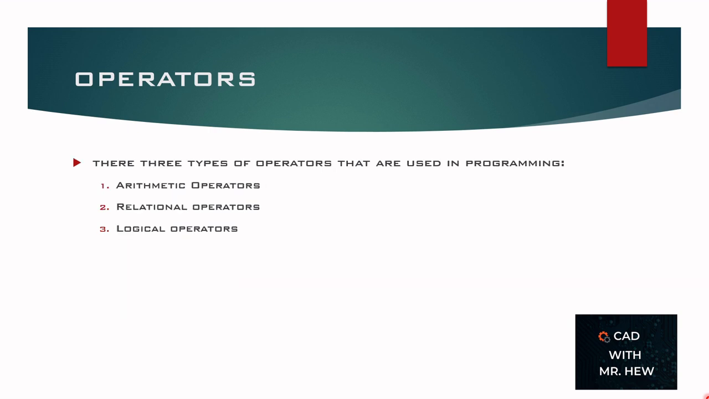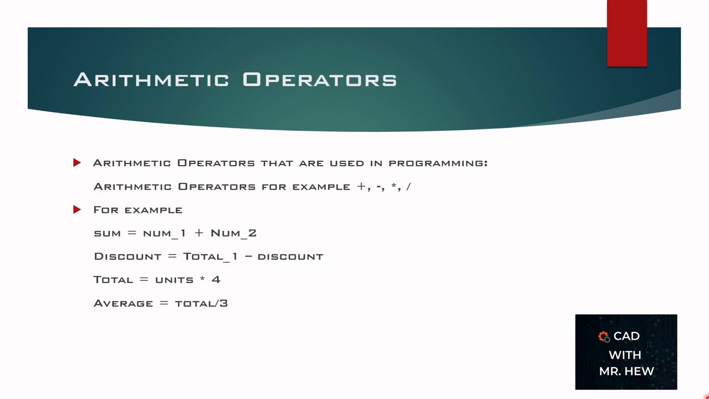So the three types of operators that are used in programming are arithmetic operators, relational operators, and logical operators. The first one that we'll be looking at today is the arithmetic operators. So the arithmetic operators that are used in programming are addition, subtraction, multiplication, and division. These are the symbols that you use in the programming of your solutions.